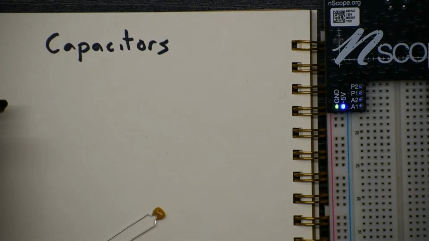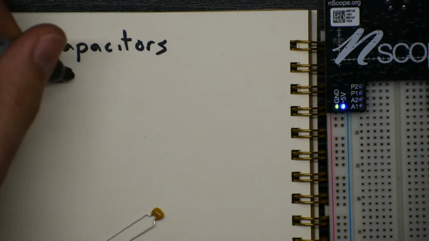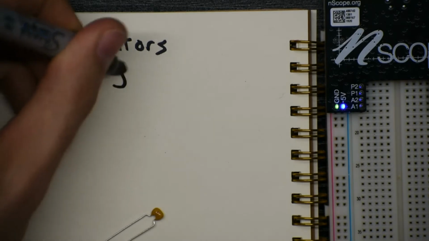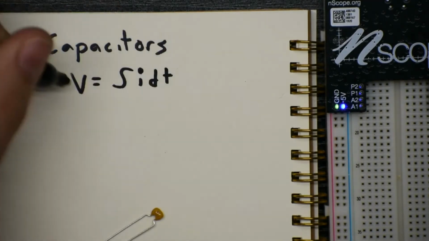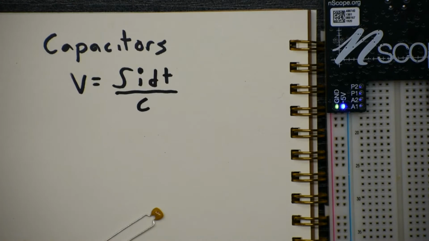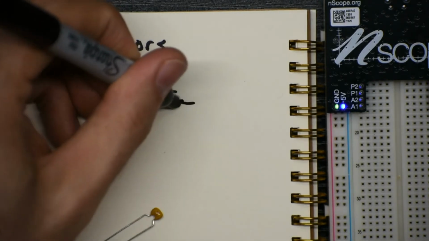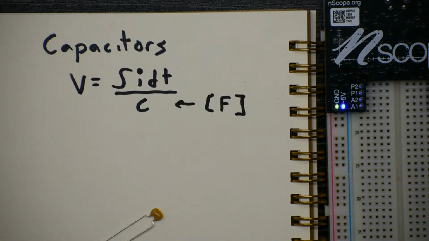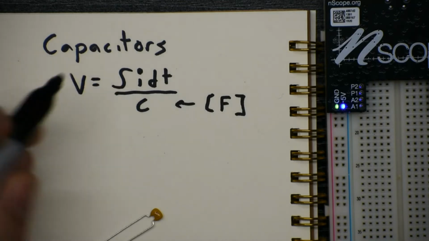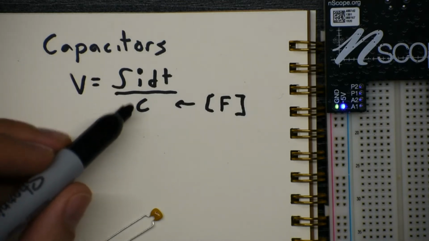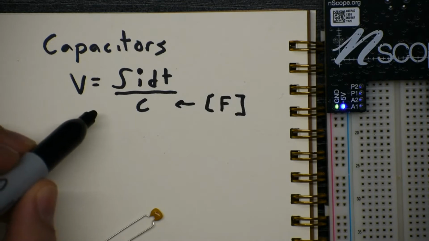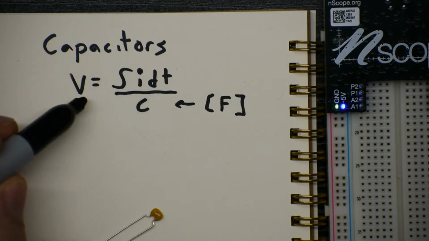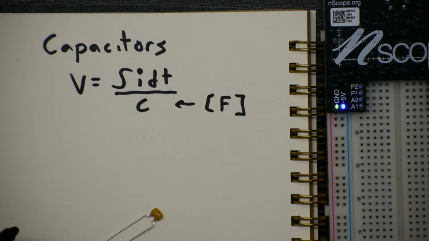A capacitor varies from a resistor because it has a different constitutive equation. For a resistor, we have Ohm's law, V equals IR. For a capacitor, V is equal to the integral of the current that goes through the capacitor divided by its capacitance C. The capacitance C has the units of farads. Of course, we're usually working in the microfarads area. And this means that initially, a capacitor with no charge on it will have no voltage across it. And as current goes through the capacitor, the voltage across it will increase.